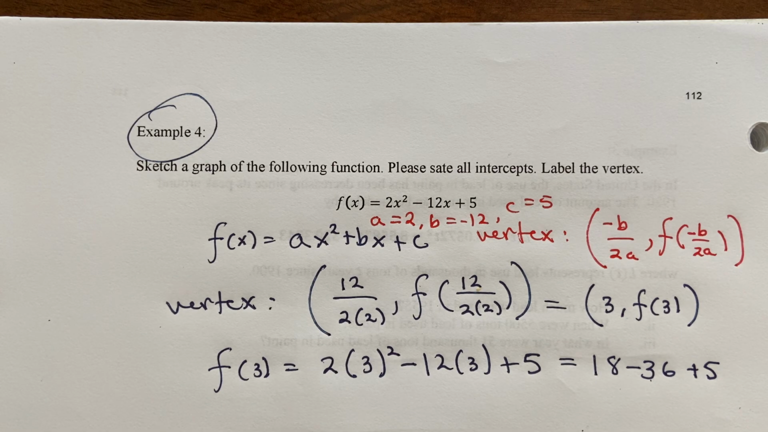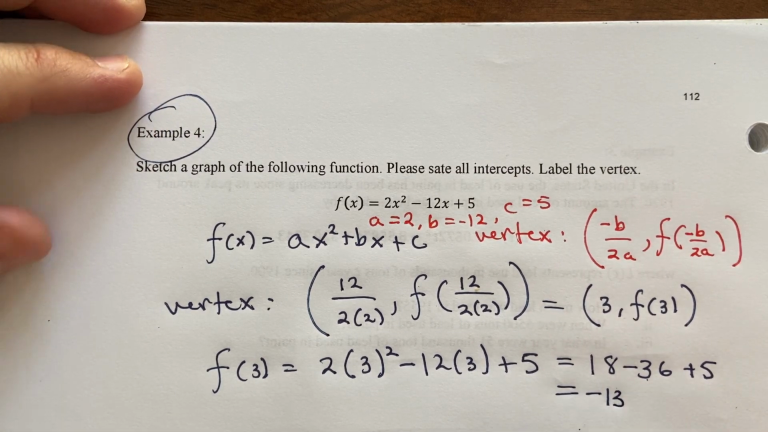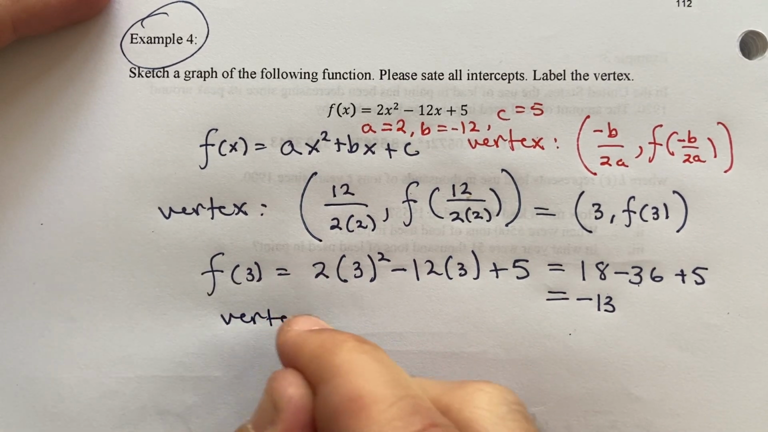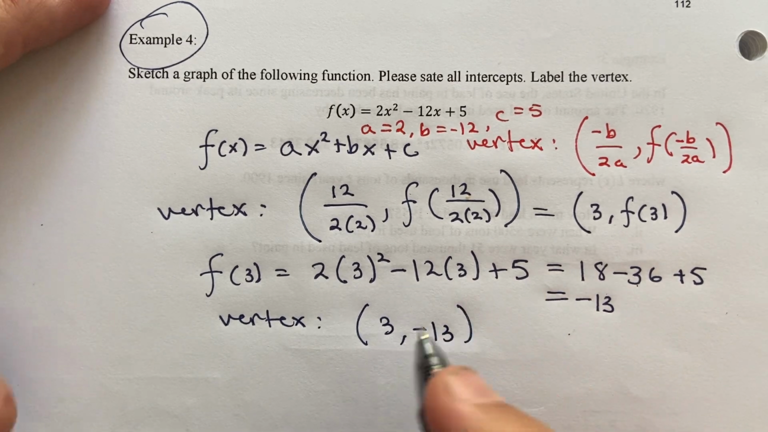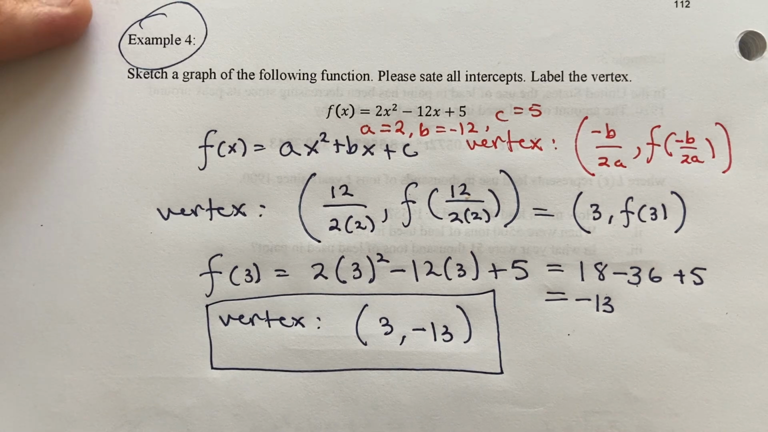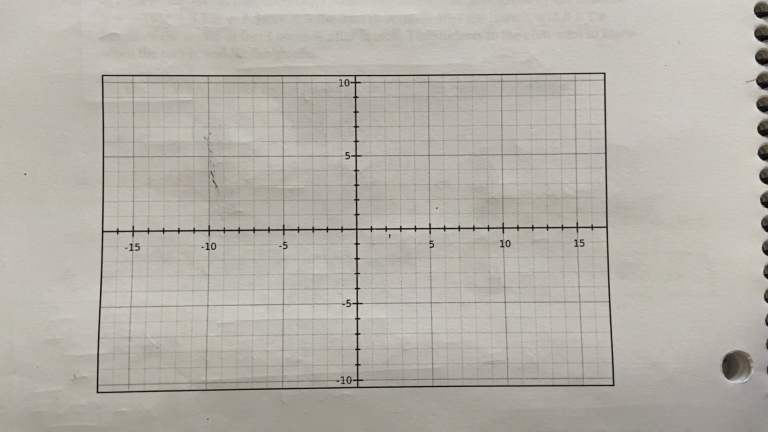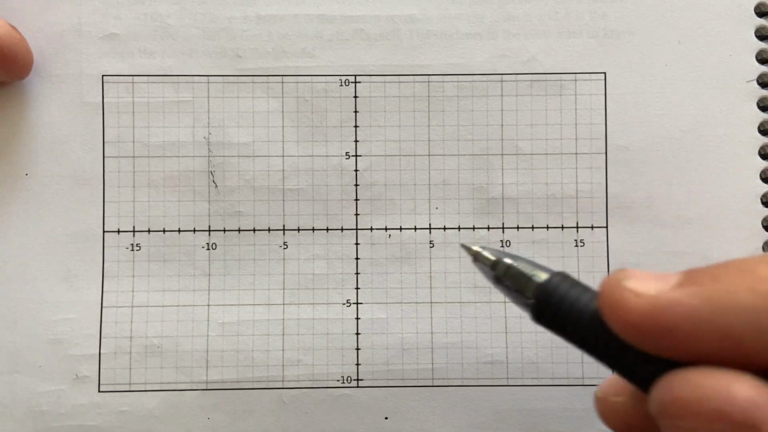Negative 13. So in other words, the vertex would be 3 and negative 13. So it looks like I'll actually have to estimate that, because our graph only goes down to negative 10 about. So 3 and negative 13 I'll just place right about here.